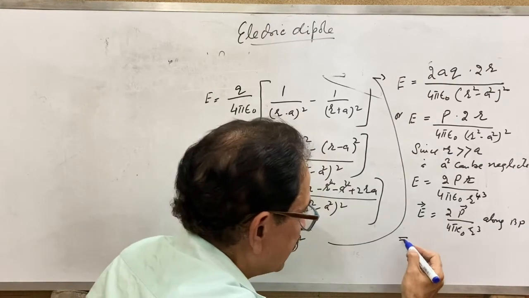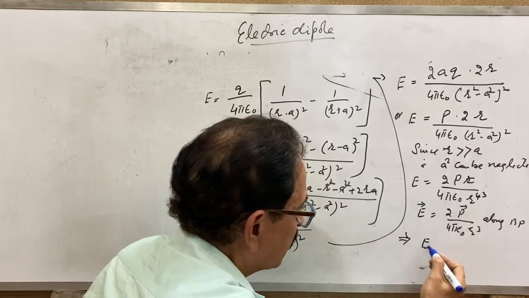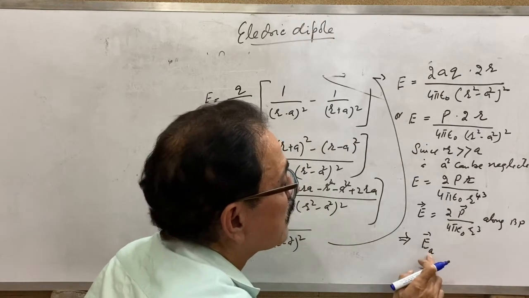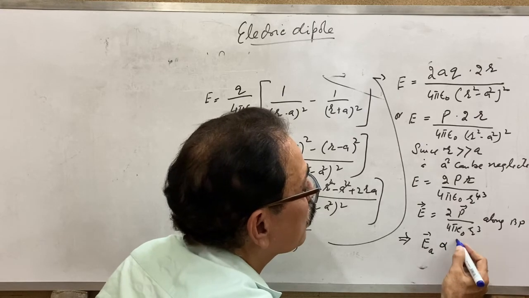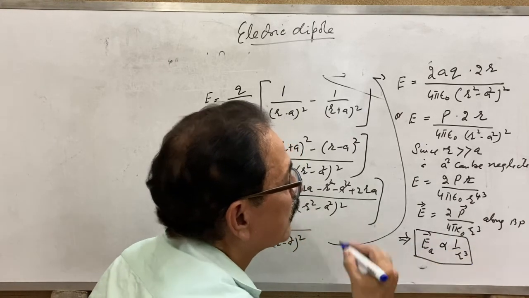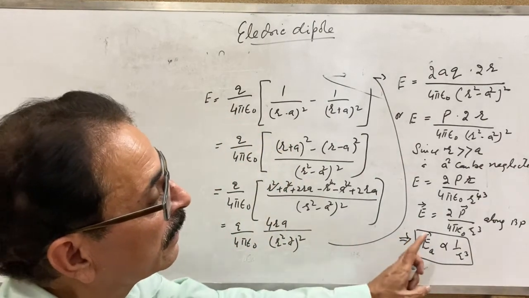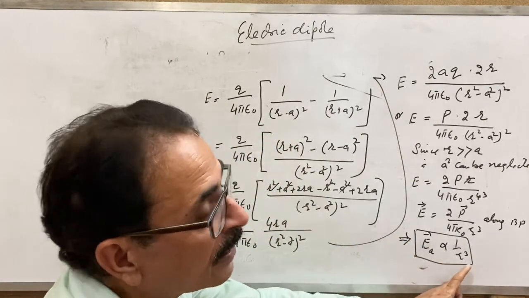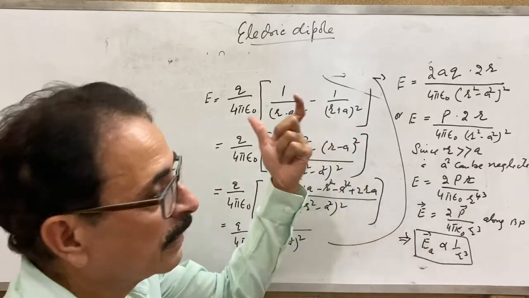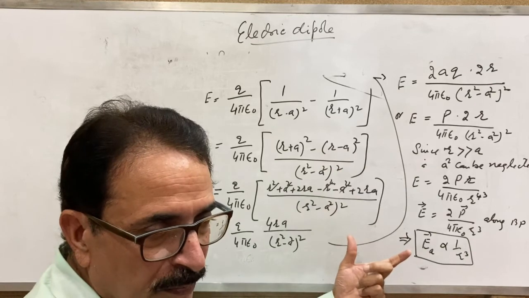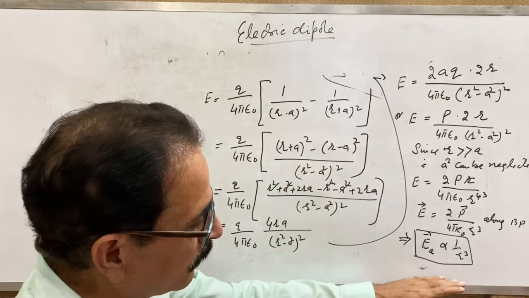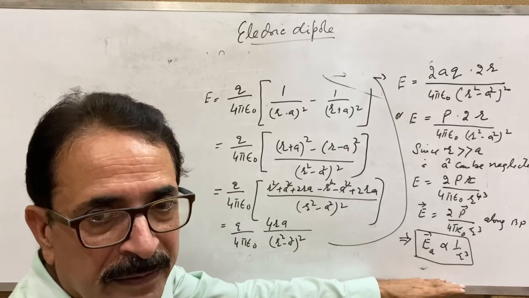This implies that the electric field intensity E on the axial line is proportional to 1 upon r cube. This means electric field intensity decreases as R goes on increasing. This is all about the electric field intensity due to an electric dipole at a point on its axial line. So this is all for today.